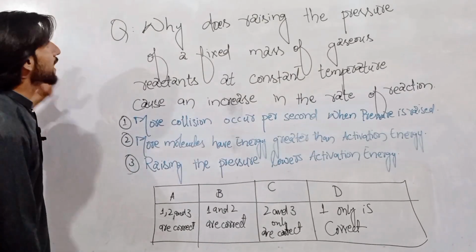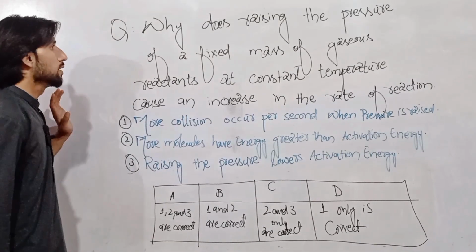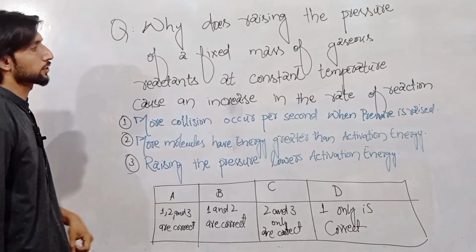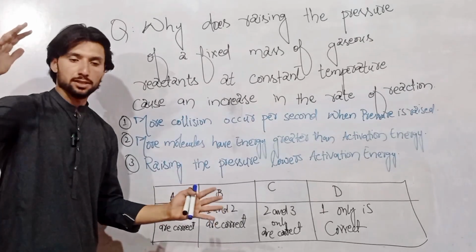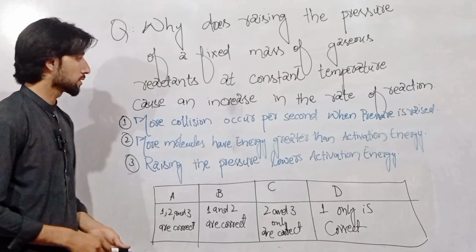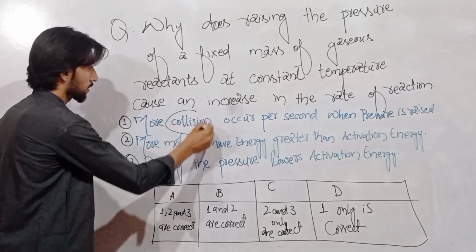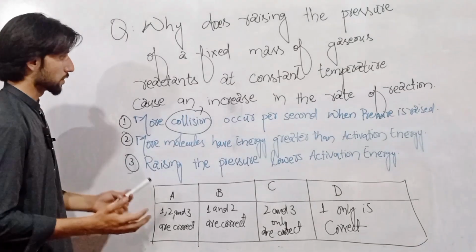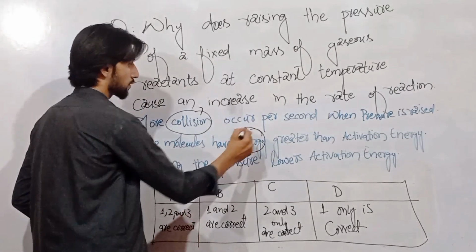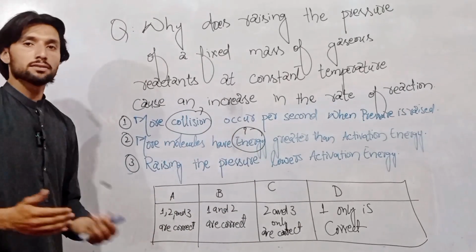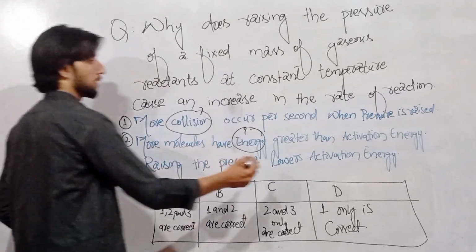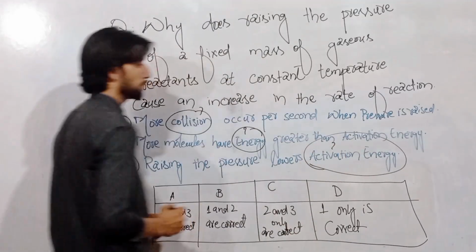The question is saying, why does raising the pressure of a fixed mass of gaseous reactants at constant temperature cause an increase in the rate of reaction? So why, if we increase the pressure on a gas, does its reaction rate increase? What is the reason behind this? First, the number of collisions per second increases; second, the energy of the molecules increases, like more molecules have more than the activation energy; third, raising the pressure decreases the activation energy.